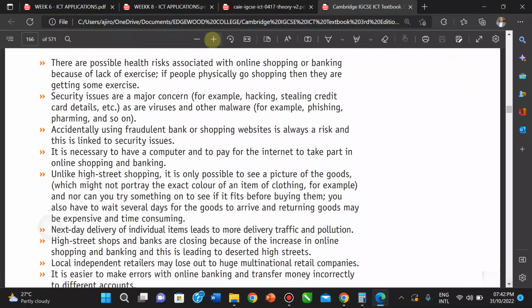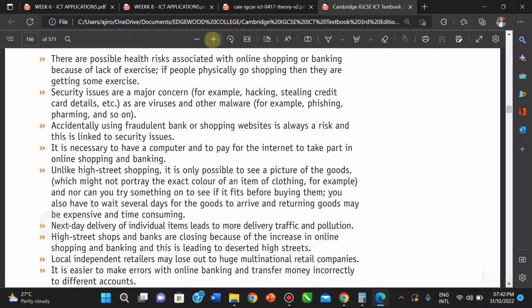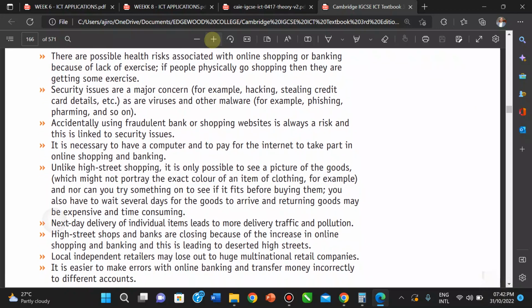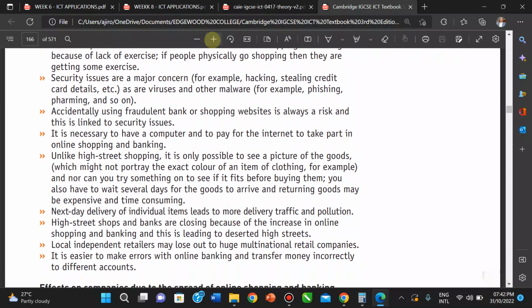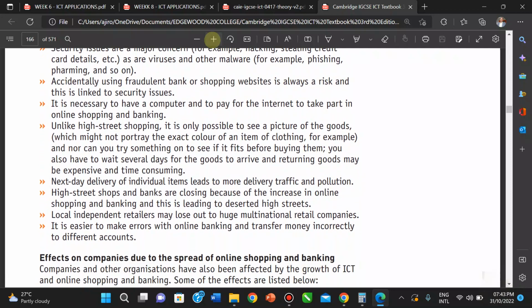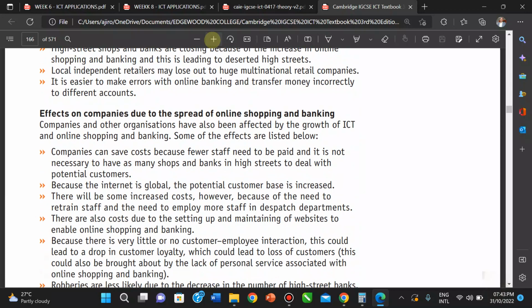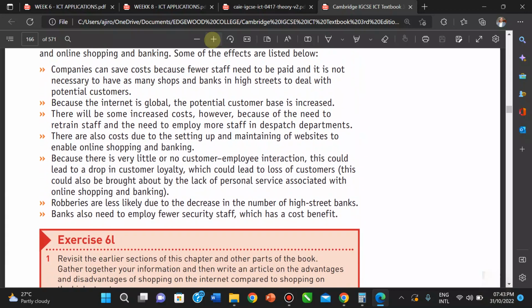Of course, for you to have an internet shopping experience, you need to have a computer and you have to pay for internet. High street jobs and banks are closing because of the increase in online shopping. Local independent retailers will lose out because they are not online and they will not be able to get the kind of customers they are looking for.